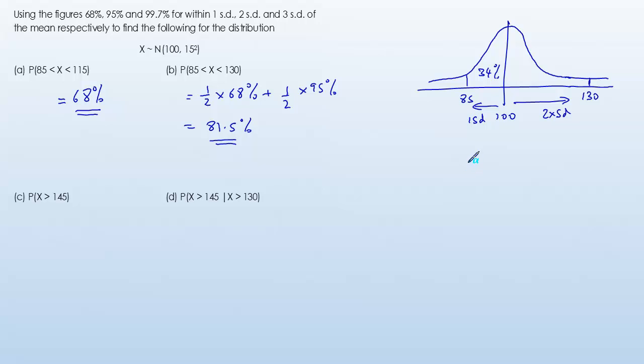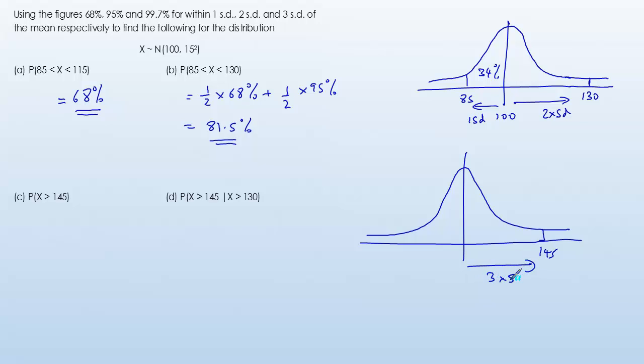So now just greater than 145. So 145 is here, and that is 3 standard deviations from there. And we just want this little bit here. So we know that half of it is going to be 50% because of the symmetry. And then this bit must be a half of 99.7%. 99.7 within, so plus or minus 3.